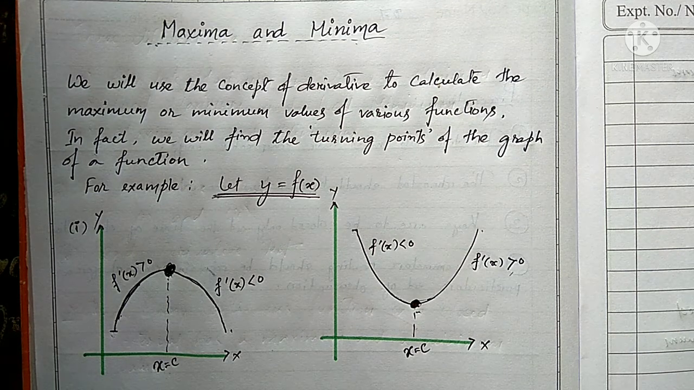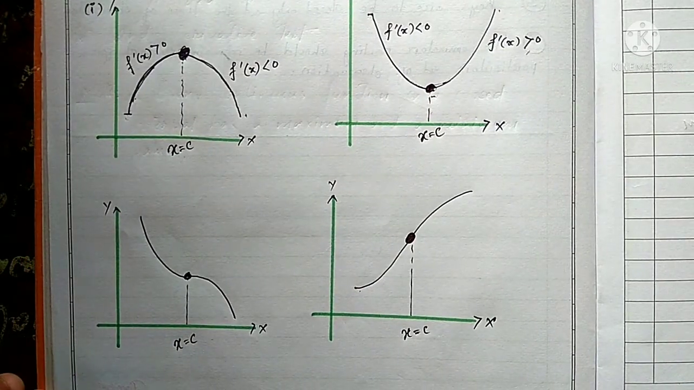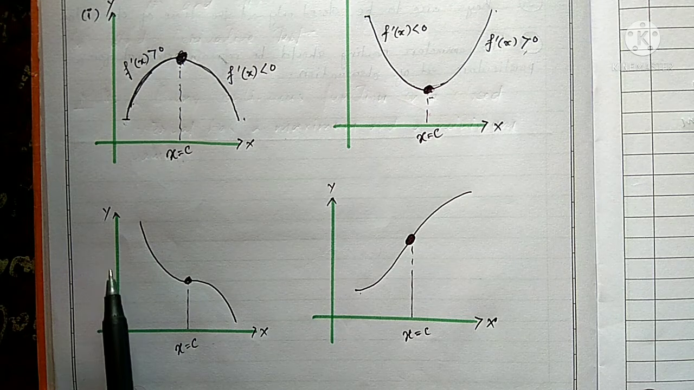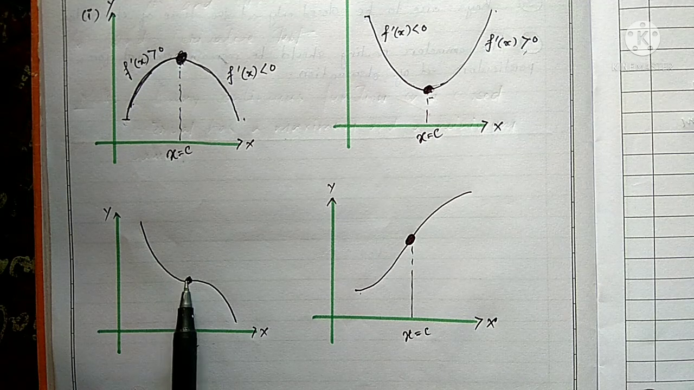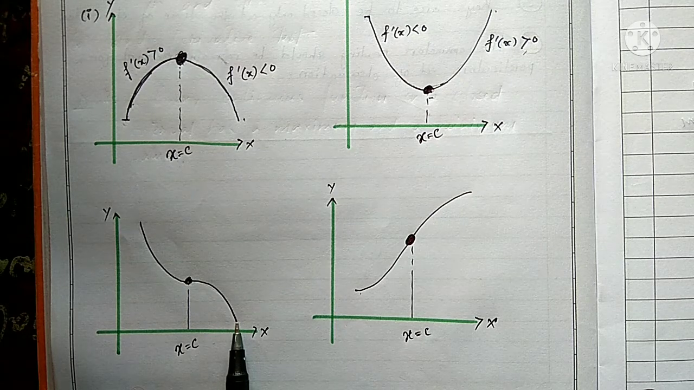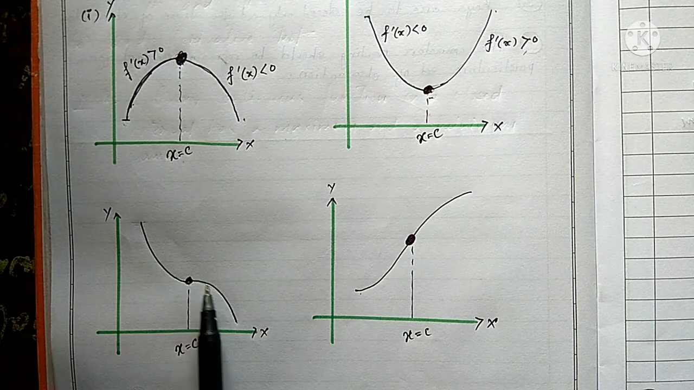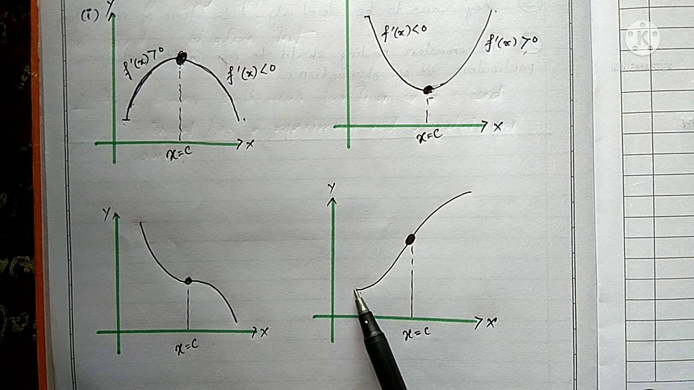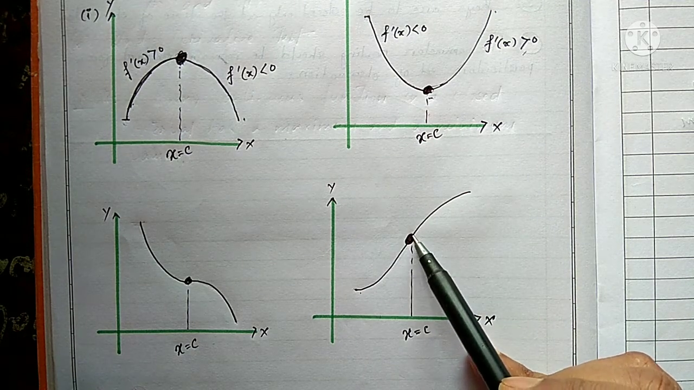Not only these two, there are another two graphs here. If we consider this graph from the left hand side, first it is decreasing, and after this point again it is decreasing. Such a condition can also occur. Similarly, in this case, the graph is increasing from the start, and after this point it is again increasing.